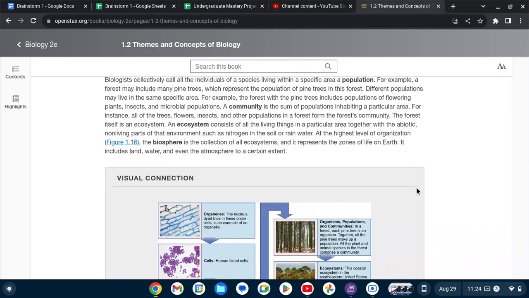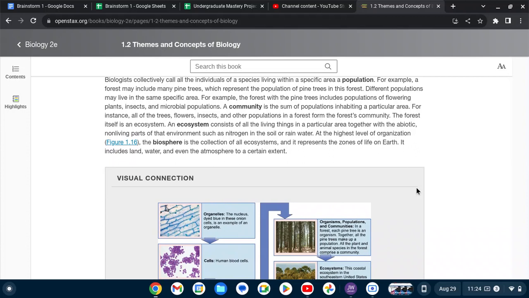Biologists collectively call all the individuals of a species living within a specific area a population. For example, a forest may include many pine trees, which represents the population of pine trees in this forest. Different populations may live in the same specific area. For example, the forest with the pine trees includes populations of flowering plants, insects, and microbial populations.